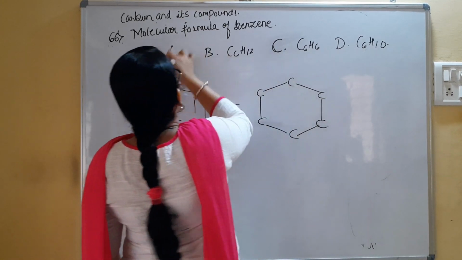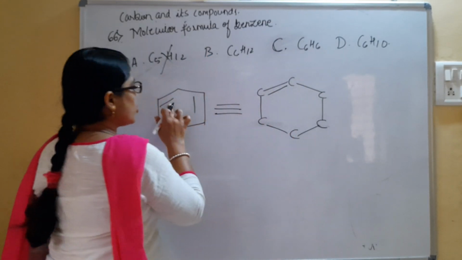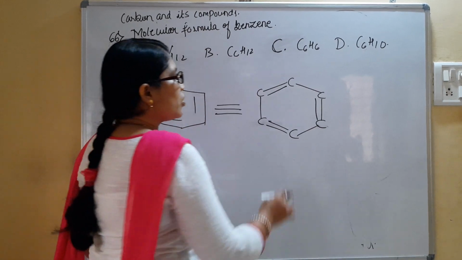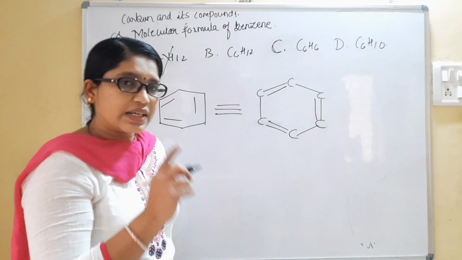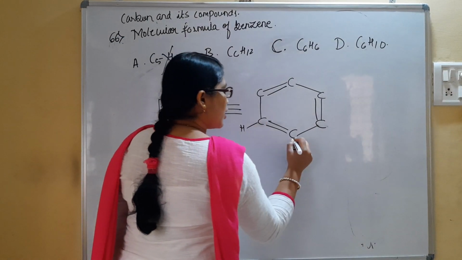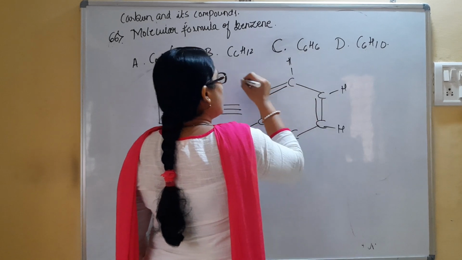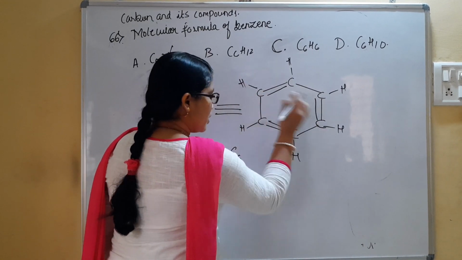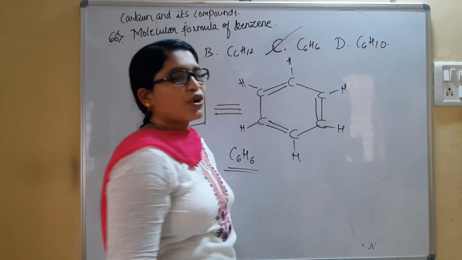Out of these, the first option is wrong. Here we have carbon. So double bond is there, yes or no? Between these two carbon atoms, double bond. Here also we have double bond. So in the sense, valency of carbon must be satisfied. We all know carbon is tetravalent. So 1 hydrogen, second, third, 4, 5, 6. So there are 6 carbon atoms and 6 hydrogen atoms. C6H6. It is the correct option.